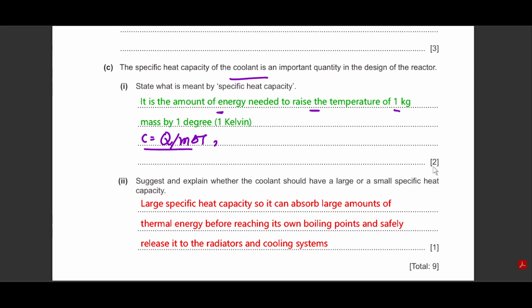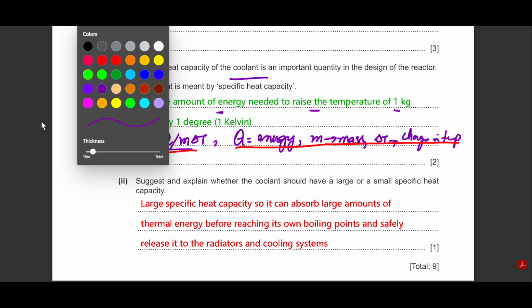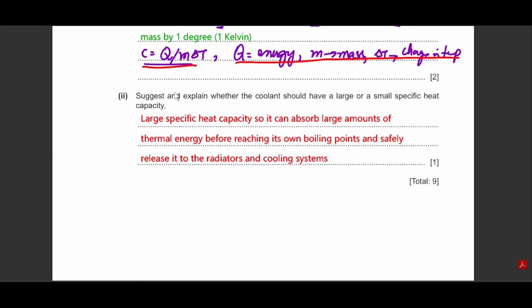Although the answer is complete, but if you still feel the need that you want to write something down, then mention that Q is the thermal energy and m is representing the mass and ΔT is representing the change in temperature. Because the examiner expects that if you're writing a formula, then its meaning should also be clear. Even if it is taken from the book, the examiner still demands that the meaning of all the letters is explained. So just explain whether the coolant should have a large or small heat capacity.